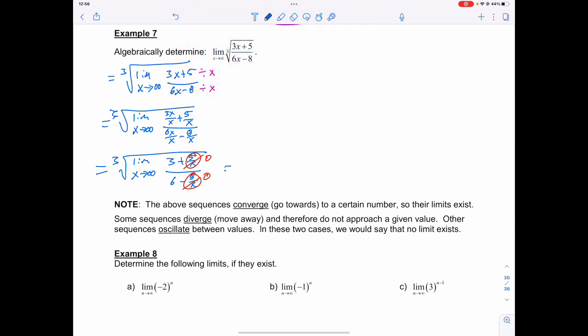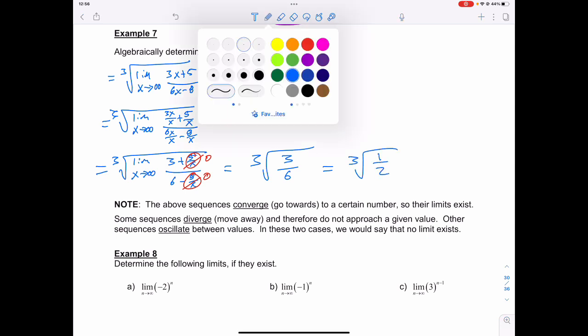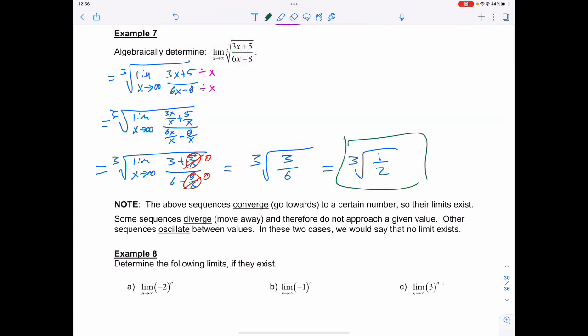All that's going to leave us with is the cube root of 3 over 6, and we can obviously reduce that fraction to the cube root of 1 over 2. And there's my limit.